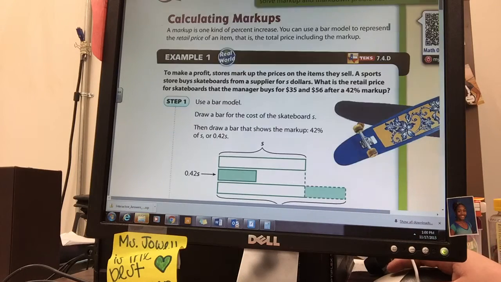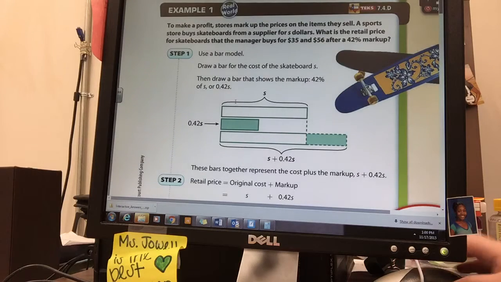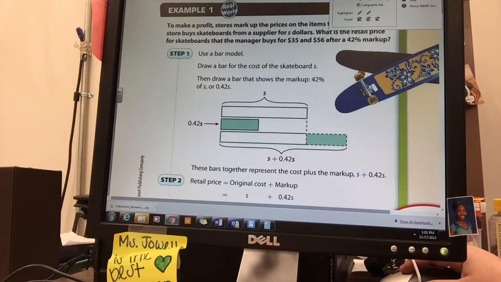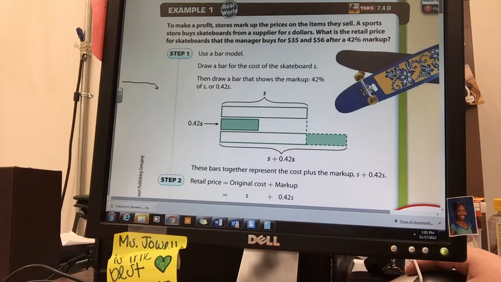To make a profit, stores mark up the prices on items they sell. A sports store buys skateboards from a supplier for S dollars. What is the retail price for the skateboards that the manager buys for $35 and $56 after a 42% markup? First of all, we need to look at this. So when the original maker of the skateboard made this, they sold it to this company for a certain amount of dollars, and it was 100%.